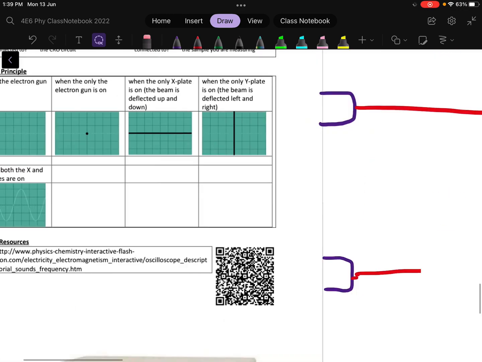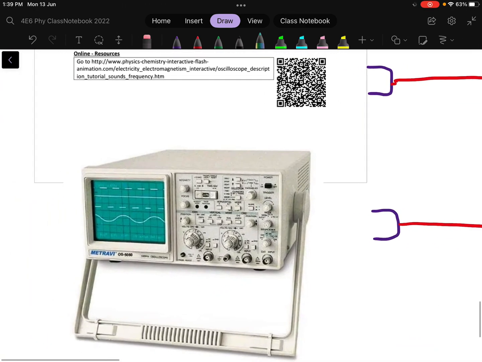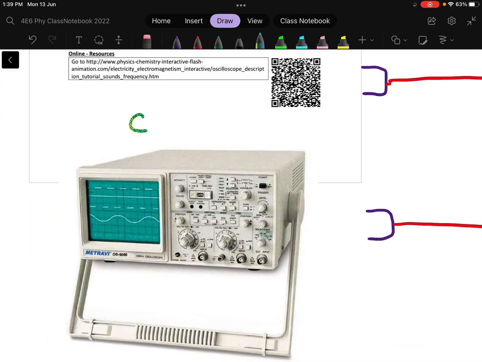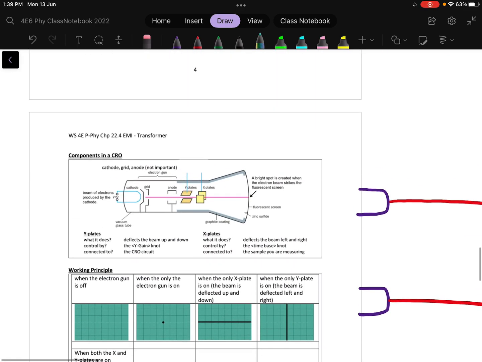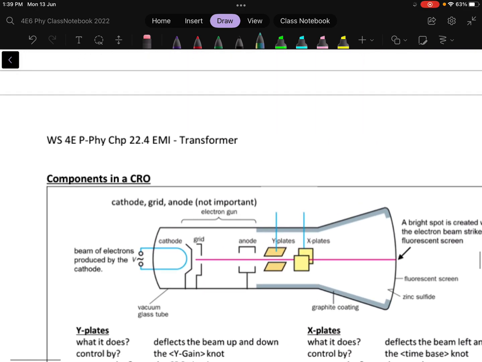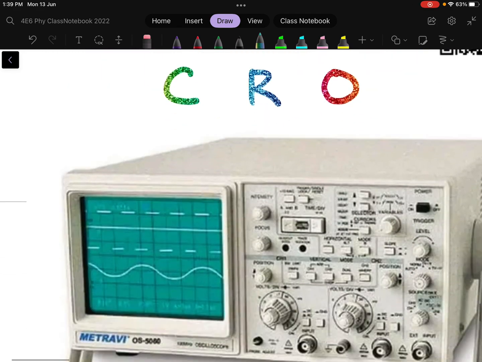In this video, I'll be talking about the last part of your EMI chapter, which is on this thing called a CRO. You will need to know the name of this device. This is called cathode ray oscilloscope. The details of today's video will be reflected on worksheet 22.4, so you will need your 22.4 with you in case you want to take down some notes.